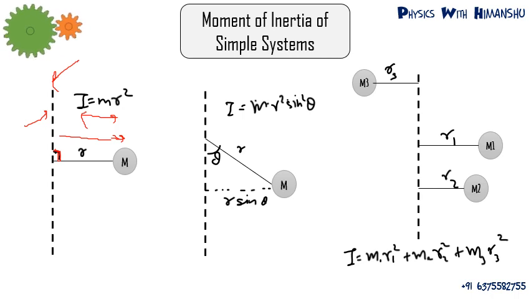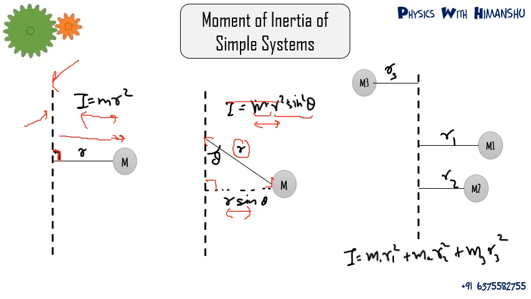Similarly, suppose this mass is there and the distance of the mass from the axis is r, but r is not the perpendicular one. This r is this distance. To calculate moment of inertia, you have to calculate the perpendicular distance from the axis of rotation. So in this case, the moment of inertia will be mass into the square of r sin θ, that is m(r sin θ)².